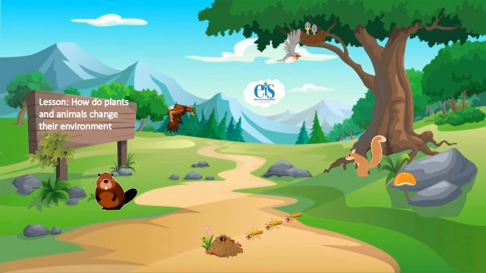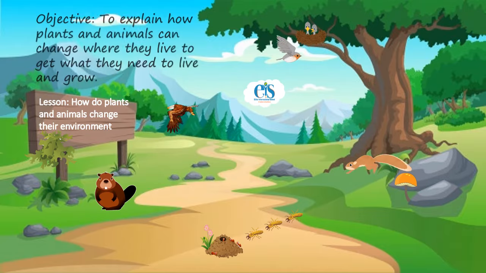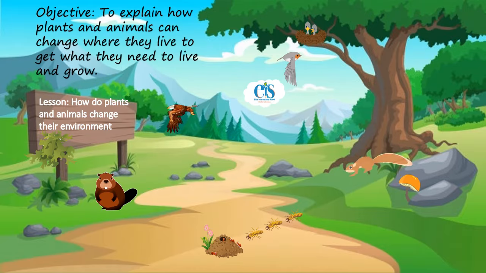Today's lesson in science is about how plants and animals change their environment. The objective of our lesson is to explain how plants and animals can change where they live to get what they need to live and grow. So are you ready to learn more about our lesson?